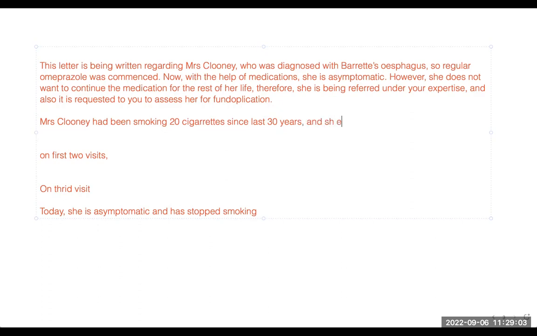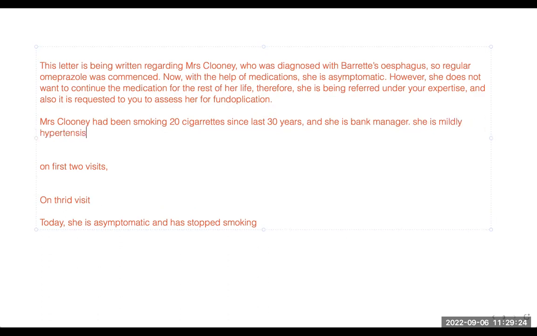And she is a bank manager. This is important. Apart from this, we can say she is mildly hypertensive as well. That is the only thing I wanted to write from the social history and medical history, because I know this letter is huge, so I have to deduct data. That is what I'm trying to do over here.